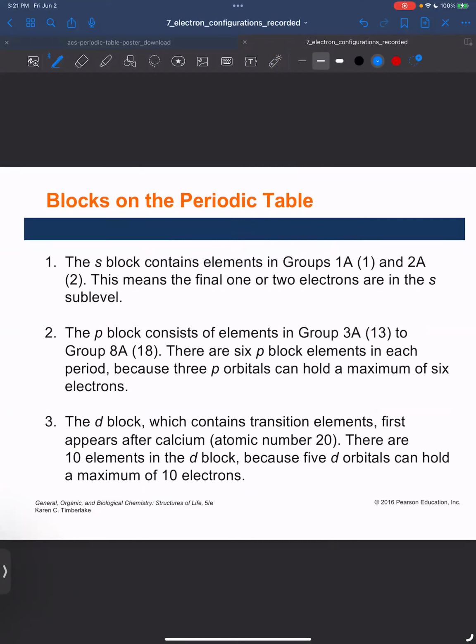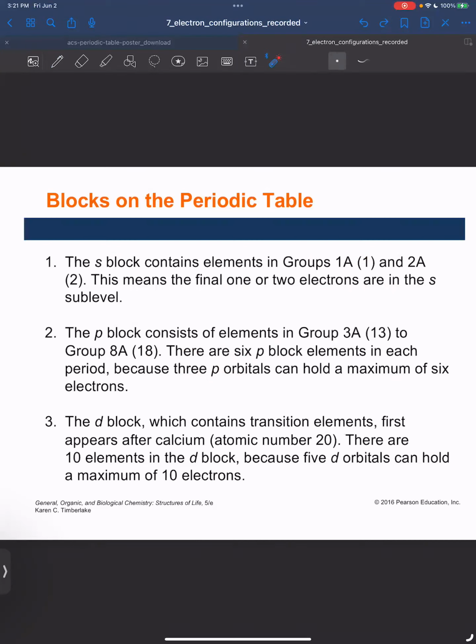So this just summarizes what I've shown you. The S block contains elements in groups 1 and 2. This means the final 1 or 2 electrons are in the S sublevel. The P block consists of elements in groups 13 through 18. There are 6 P block elements in each period because 3 P orbitals can hold up to 6 electrons. Remember, each orbital holds up to 2 electrons, but since there are 3 P orbitals, that P sublevel can hold up to 6 electrons.